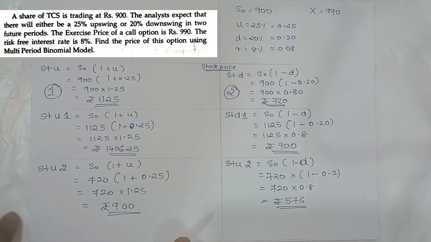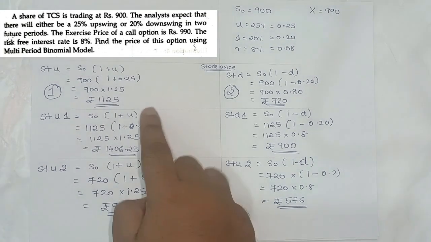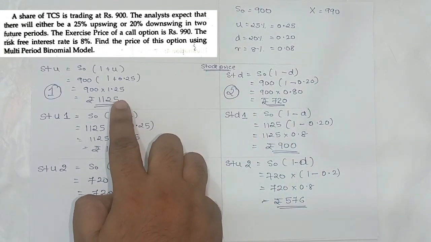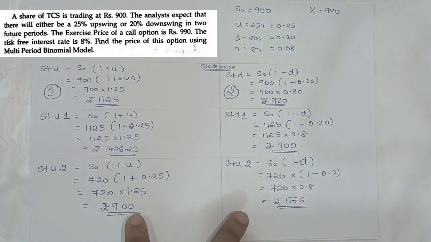Okay, so this is how you all have to find the stock price when multi-period is given. Till the first step it is normal. Then from the first answer there can be two options, and from the second answer there can again be two options. That is how you need to find the stock price for multi-period. Okay, I hope everyone has understood up to this part.